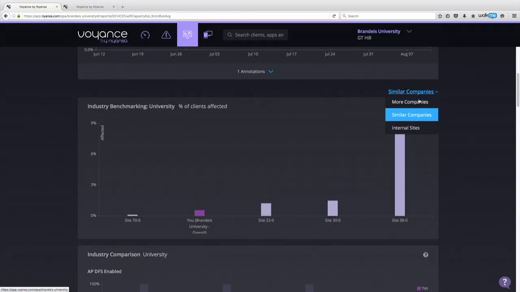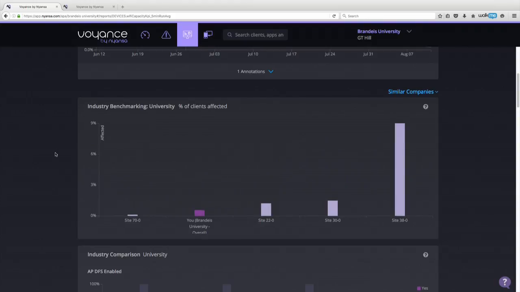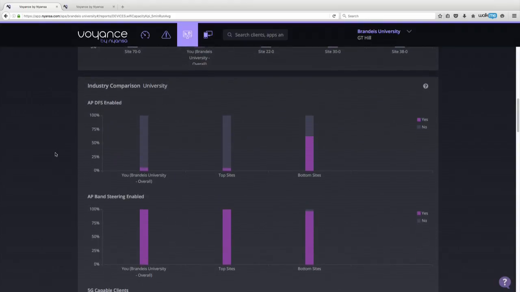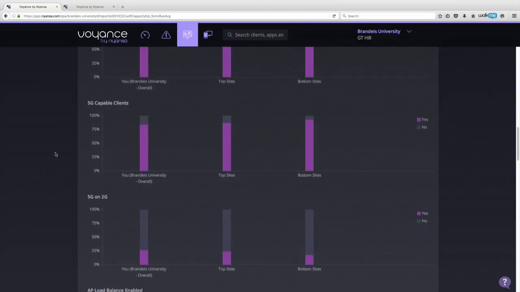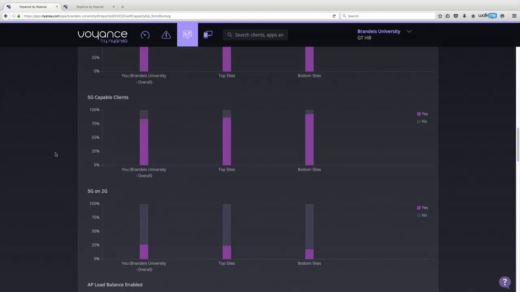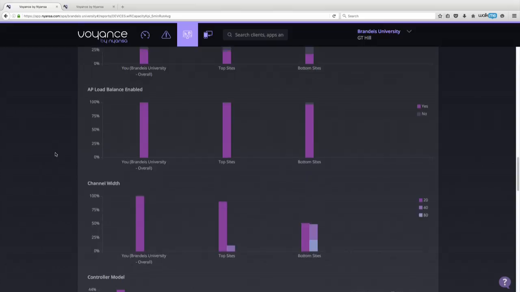I can expand that if I want to say, okay, let's open the criteria up just a little bit. We still see that Brandeis has a really great Wi-Fi network, and that's probably not a place they're going to spend much energy or resources at this time. We also are comparing configuration. Especially in Wi-Fi, there's a lot of debate about what's the best configuration. We're learning that when you observe hundreds of thousands of clients and tens of thousands of access points.